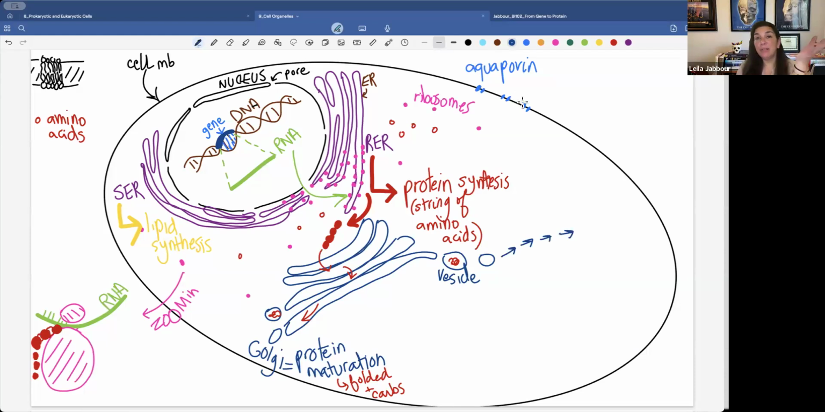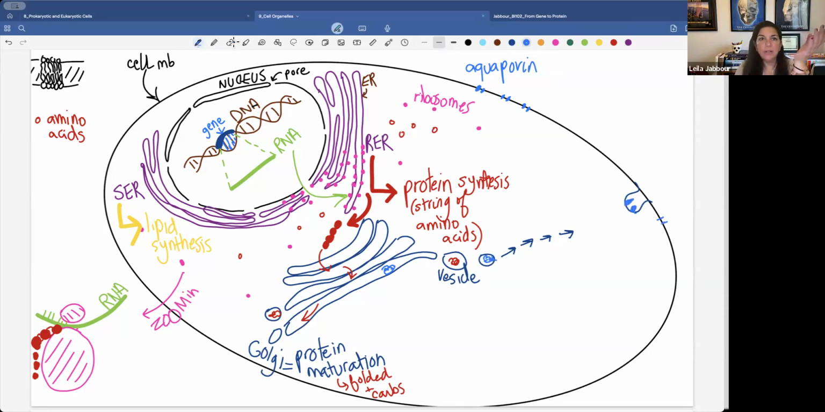So if it is an aquaporin that's going to end up in the plasma membrane, where do we need to go? We need to go to the plasma membrane. So this vesicle is going to travel all the way to the plasma membrane and fuse with it, and you're going to end up with your aquaporin in the plasma membrane. So let's say here's an aquaporin that's being made, and now we have the aquaporin up on the surface of the cell like that.